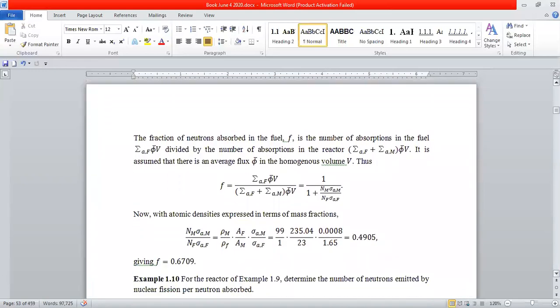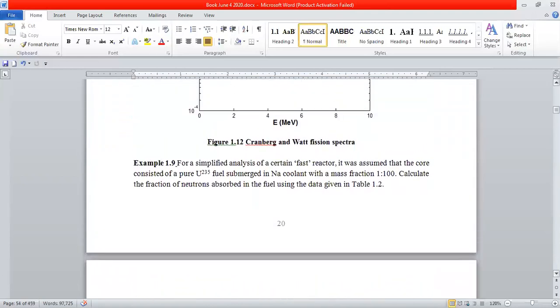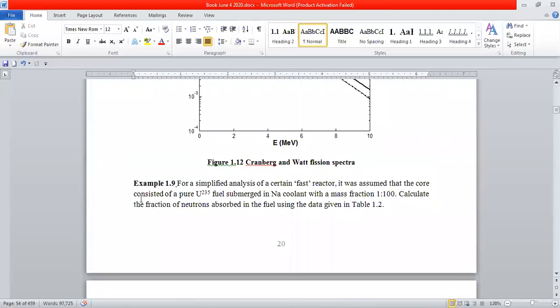Okay, so next lecture I'm going to begin with examples where we're going to calculate the number of fissions in various sections of a reactor, and we'll see what we can do and how important those are. So I'll end this lecture over here.